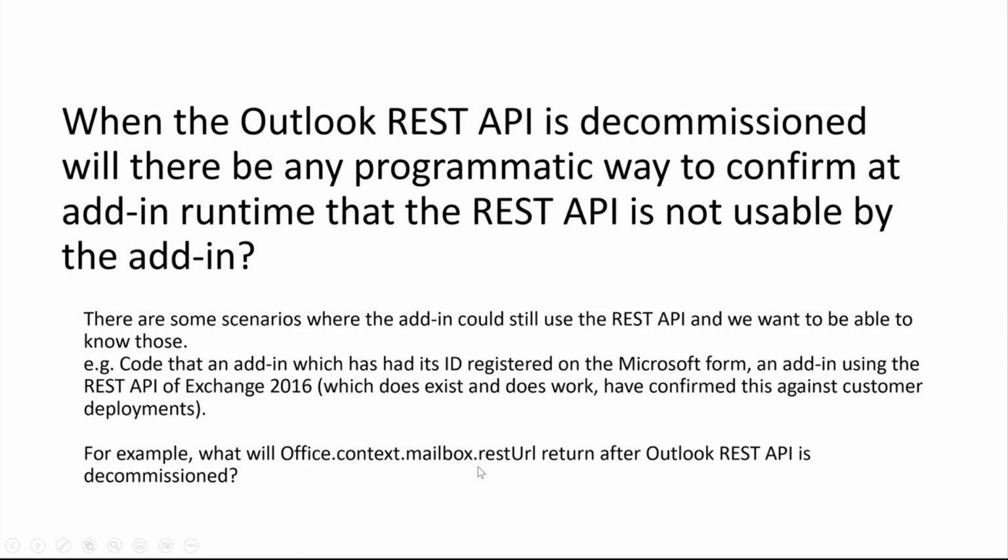So Office context mailbox.rest URL most probably is going to be an empty property. Remember that every time you see a property in Office.js, it means that it was initialized when you loaded the item. So it's going to be initialized as empty as well, right? Right, so I answered that question.